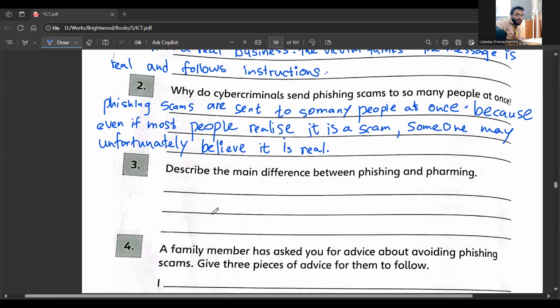The next thing is pharming. What is the difference between a phishing attack and pharming? Do you know? Pharming is something different. It is actually a scam, but they have a different process with that.